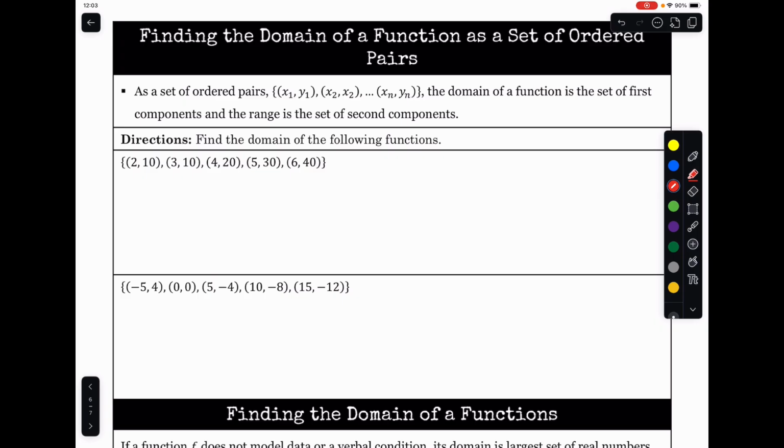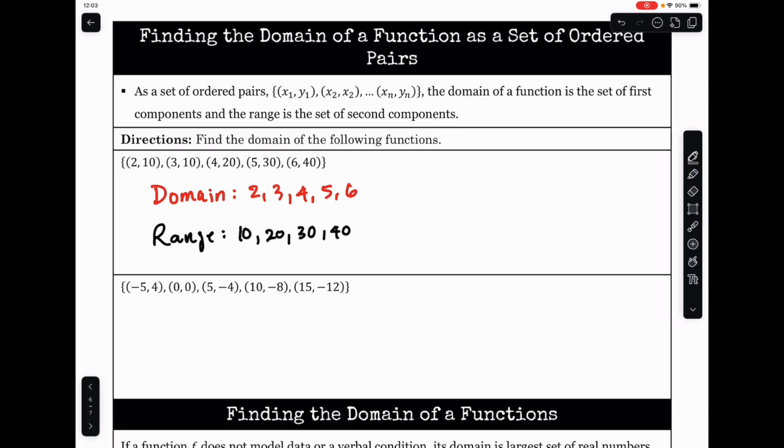Now, as a set of ordered pairs, the domain is simply going to be the set of first components, and the range is the set of second components. So in the first example that we have right here, our domain is simply going to be the set of the first component. So 2, 3, 4, 5, and 6. While the range is the set of second components. So the numbers 10, 20, 30, and 40. You'll notice that I only wrote the number 10 once, since it appears twice in our list there, and you only need to write it once.